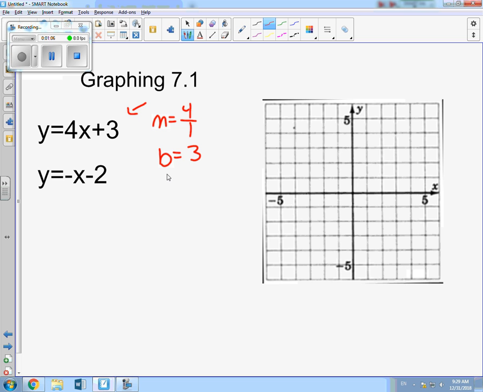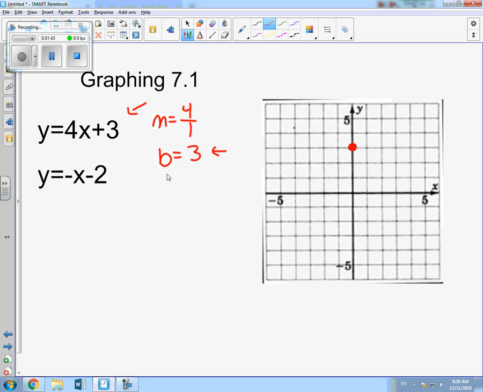The reason I'm going to say 4 over 1 is because when we graph the slope, we want to use it as a fraction. So let's start off with this equation. Since b is 3, I'm going to start at positive 3. Counting from the center, the origin, I'm going to count up to 3. 1, 2, 3. So I'm making a point on the y-axis. Sometimes people start on the x-axis and put the point there. That's going to mess up your graph completely. You have to start on the y-axis.